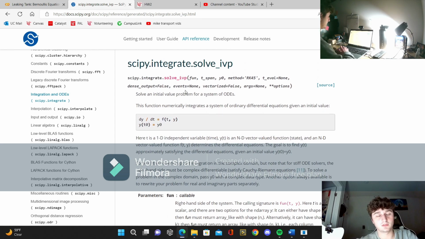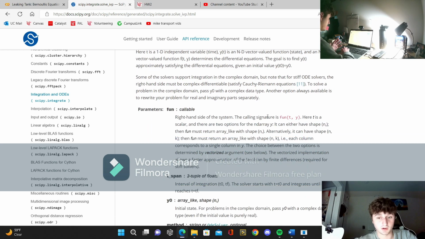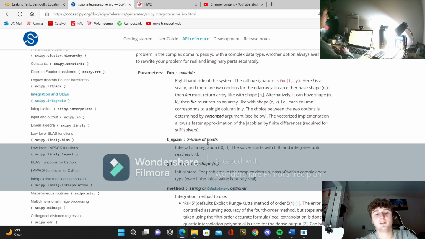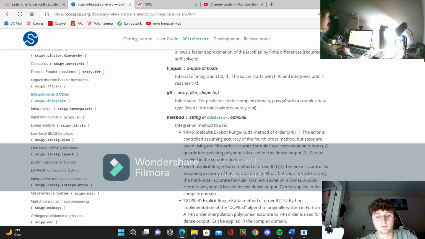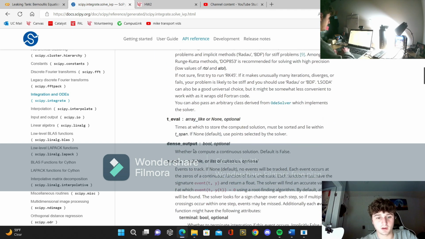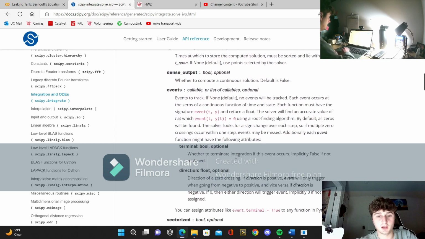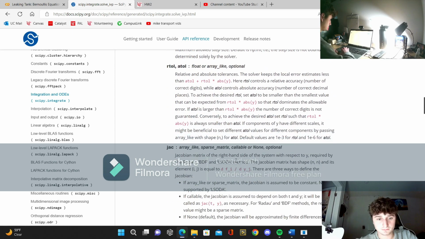So the first thing we have to do is define a function, but once we get there, this is what we're going to have to do. We're going to have this function that we're going to create, and then we're going to have a time span, an initial state, and then our method, and a dense output as well, and in the end we're also going to have to go towards an event, which I will explain later.